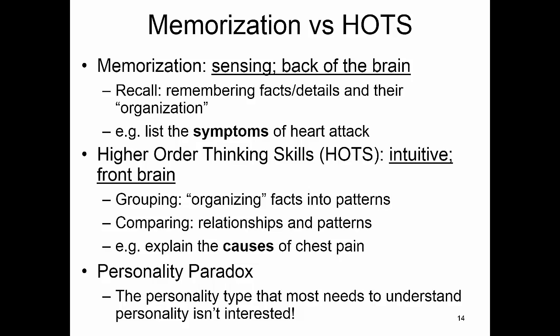At this point, it may be starting to make more sense that studying for both memorization and HOTS is needed. But there's a barrier to seeking this balance that I call the personality paradox. The paradox is that the personality type that stands to gain the most from personality theory is the least interested in it. And just to reinforce this characteristic of the sensing type, they tend to avoid learning theory that can help them study better, but they do prefer that their learning be applied.